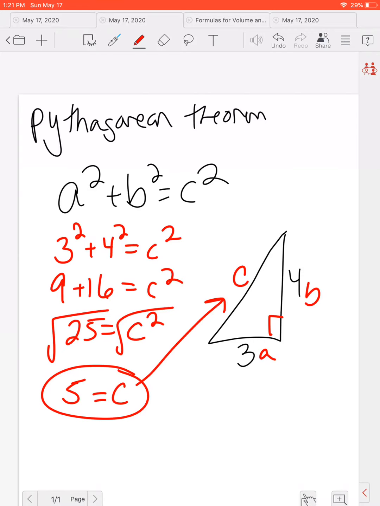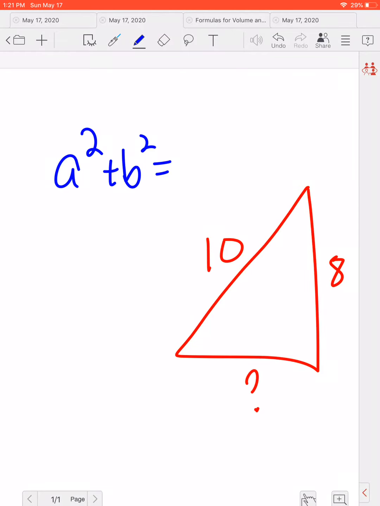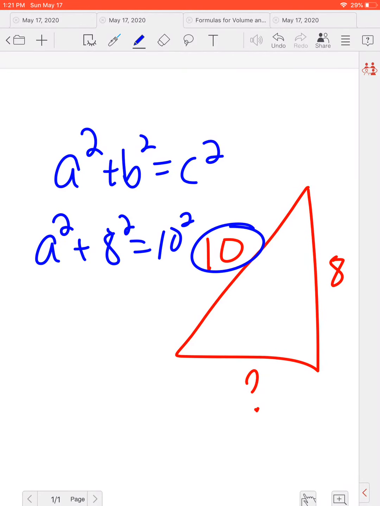Now, if we have to find a or b, that's a little bit different. So let's go ahead and we'll look at another triangle here. So if I give you 8 on this side and 10 on this side, and we need to find this side. Okay, so again, our formula is a squared plus b squared equals c squared. So a we don't know, so we'll call it a squared, b is 8 squared, and c is 10 squared. 10 is the only thing that cannot move. It has to be put in this spot here. But if I had put the 8 in the a spot, that really wouldn't have mattered. My math will be the same either way.